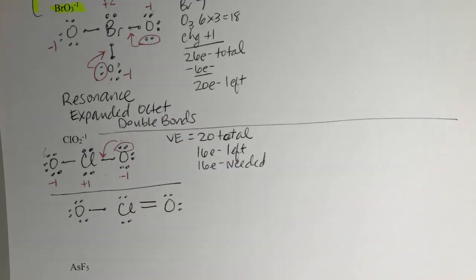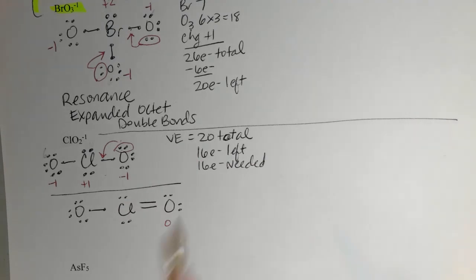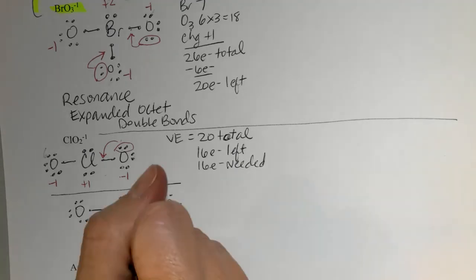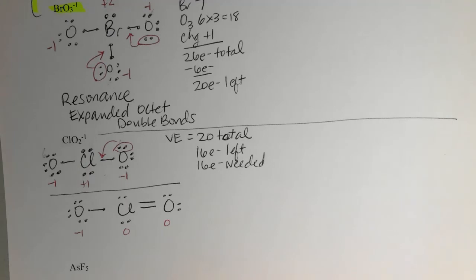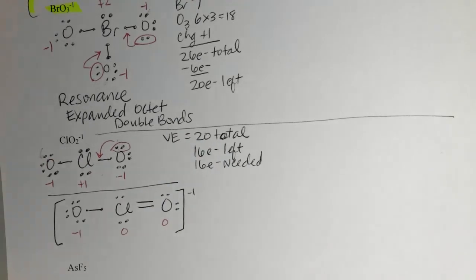All right, and now what I can see is my formal charge of the oxygen with the double bond has gone to 0. 1, 2, 3, 4, 5, and 6. The chlorine has gone to 0. 1, 2, 3, 4, 5, 6, 7. And then the oxygen with the single bond has the -1. And again, we knew that that had to happen because overall the charge on the polyatomic ion is a -1.